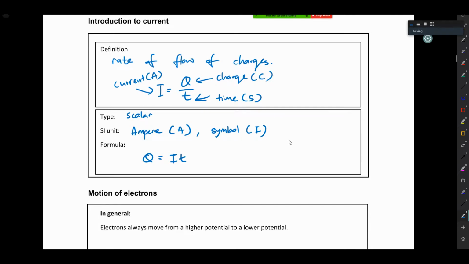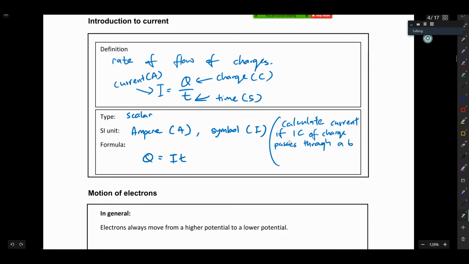Okay, so a very simple question: calculate the current if 1 coulomb of charge passes through a bulb every 2 seconds. You just need to apply the formula. So the current equals Q over T, which is basically 1 over 2. So the current is 0.5 ampere.